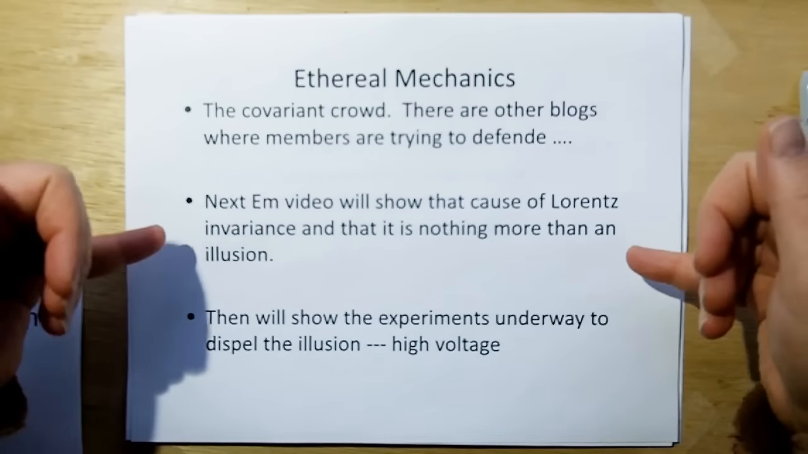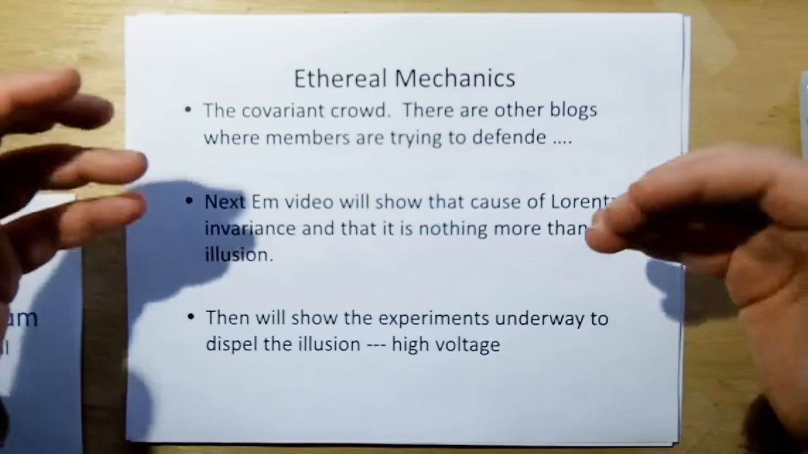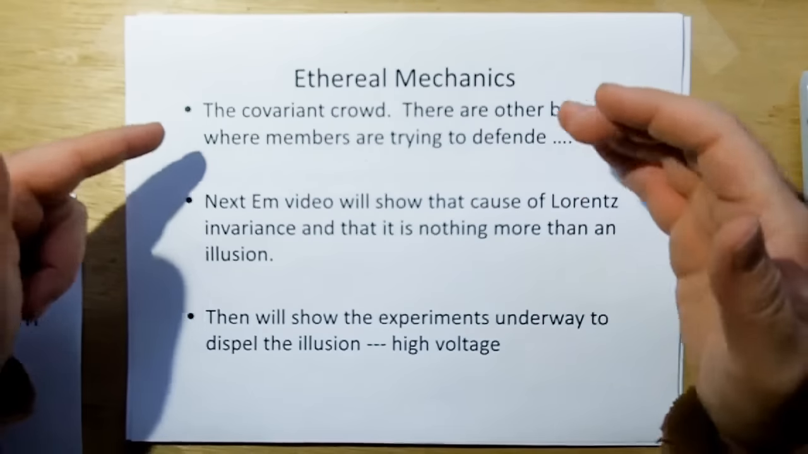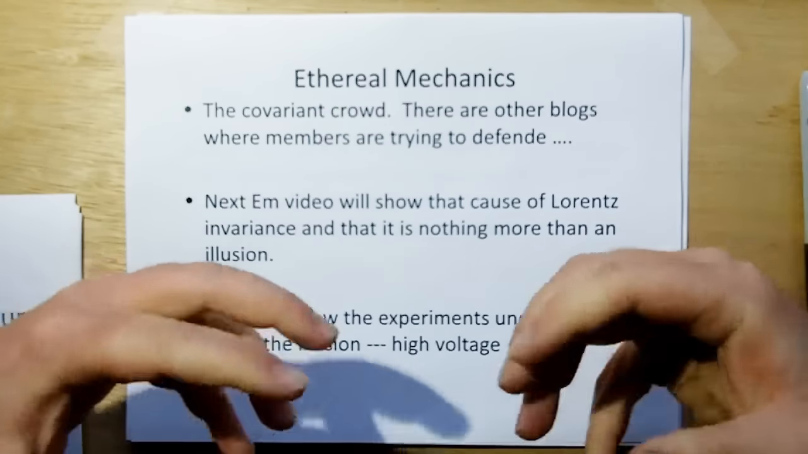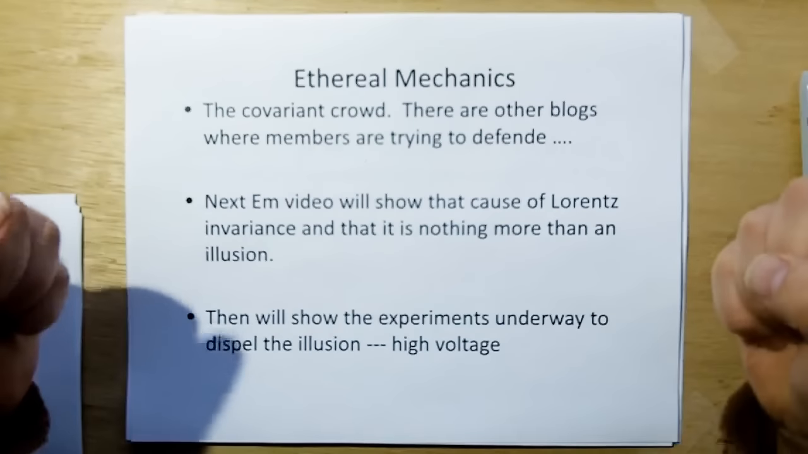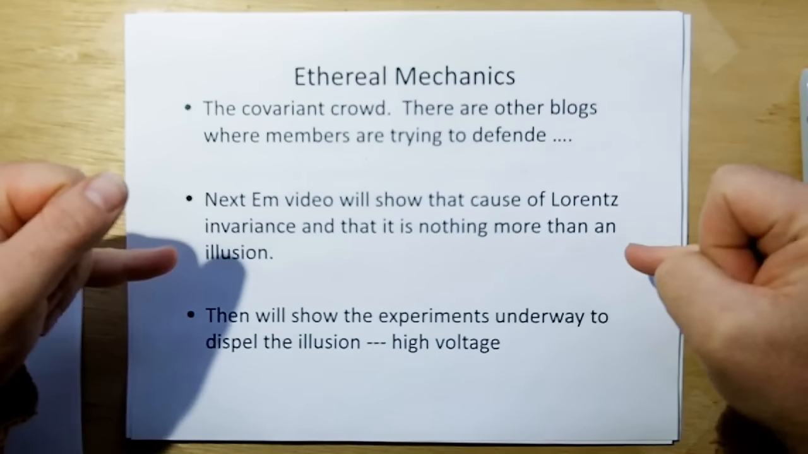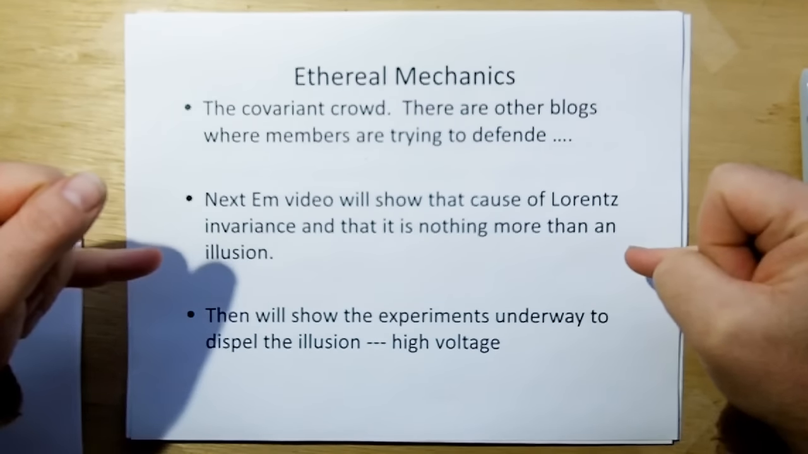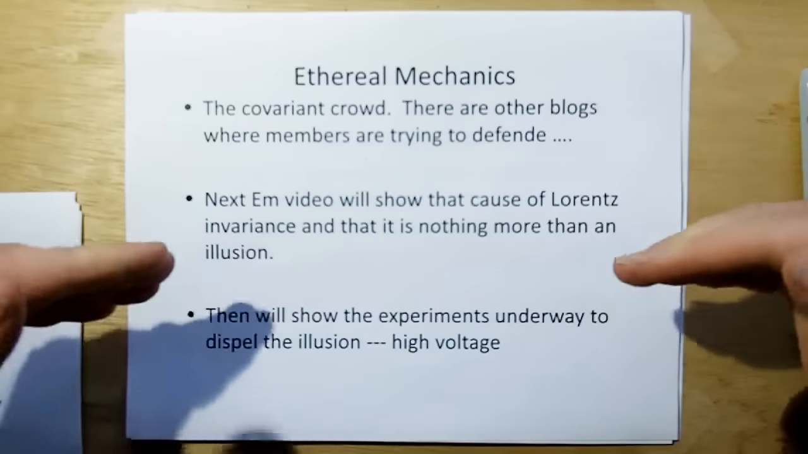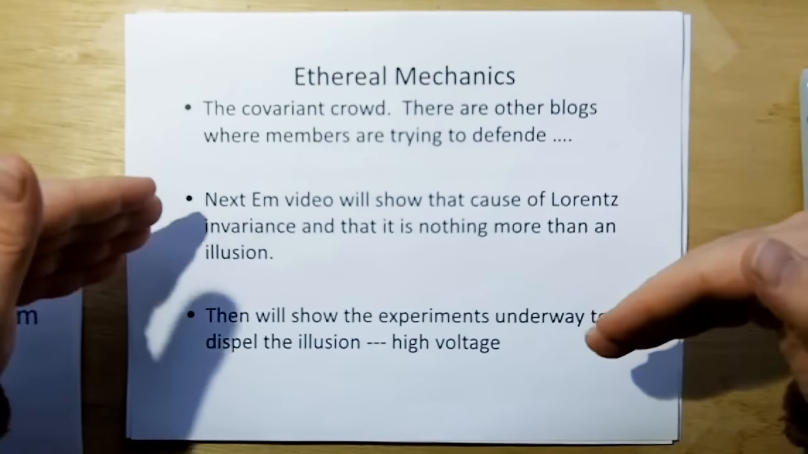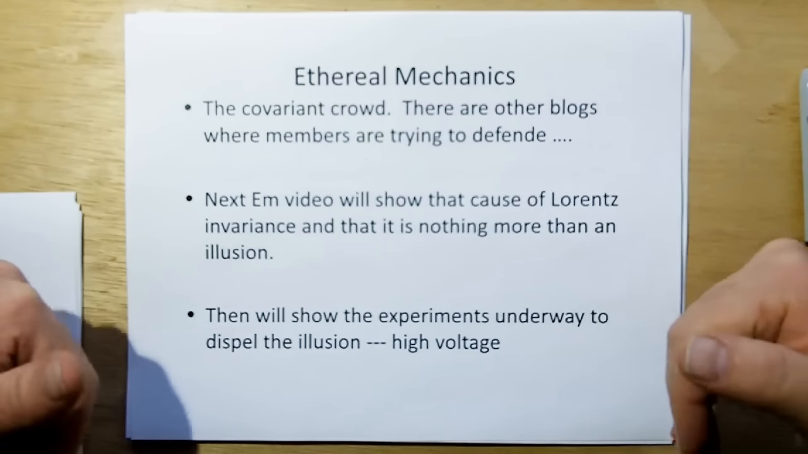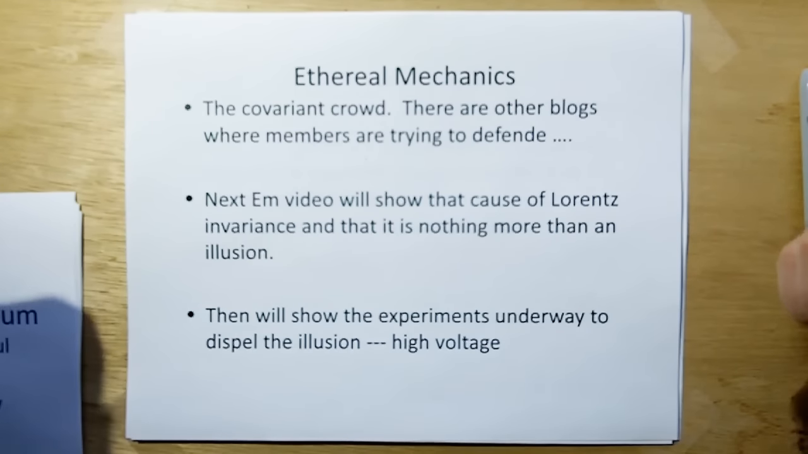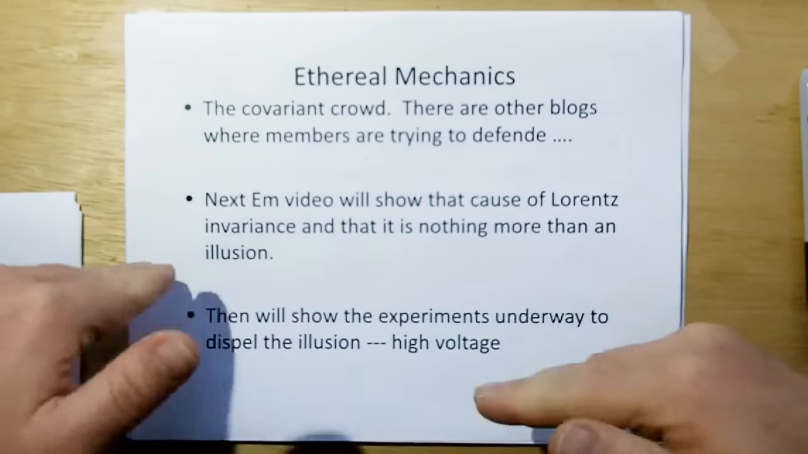So in the next ethereal mechanics video, we're going to have a new one. I'm going to show what a covariance is. Covariant form means you put it in a form that's excellent for matrix processing, that shows Lorentz invariance. And I'm going to show you that the cause of Lorentz invariance is nothing more than an illusion. I'm going to show you with classical physics, and then show you with new electromagnetism that it's just an illusion. And then we'll show you the experiments that are underway, high voltage experiments, which are going to break the illusion. And I'll explain all that in the video.